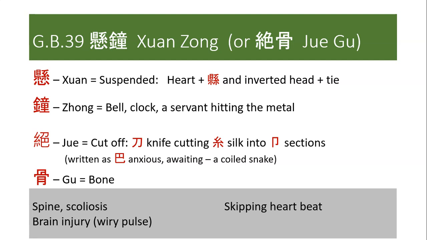the pulse is suspended, so to speak, gallbladder 39 is a very good point for that. Supporting points for that are actually gallbladder 5 and 6, which also have this character, suspended, xuan, in them. But gallbladder 39 would be a big point that I would look for in somebody who has a skipping beat, again, regardless of the symptom that they came for.